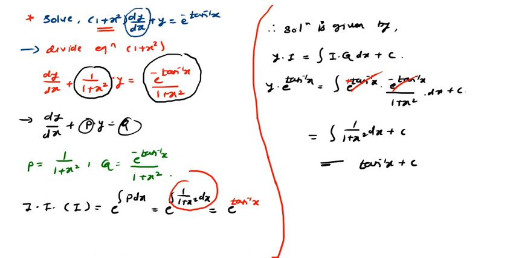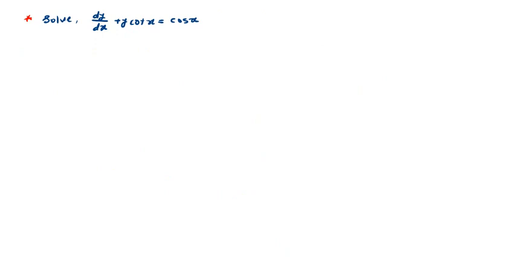So this will be our final solution, that is y into e to the power tan inverse of x equal to tan inverse x plus c, and that is our final solution.